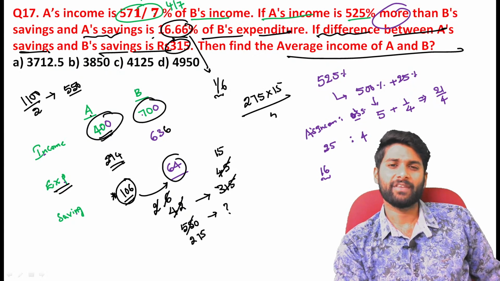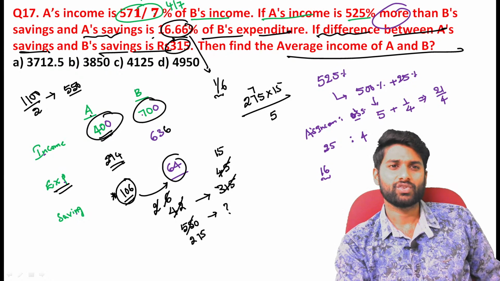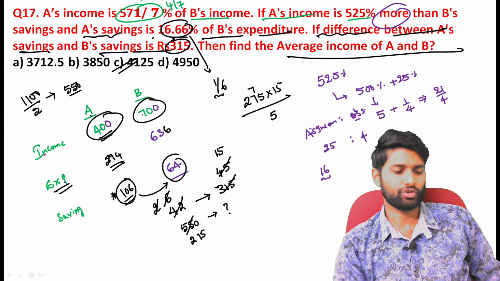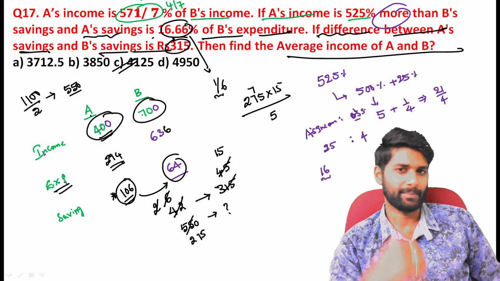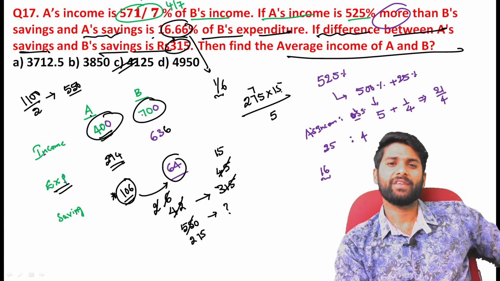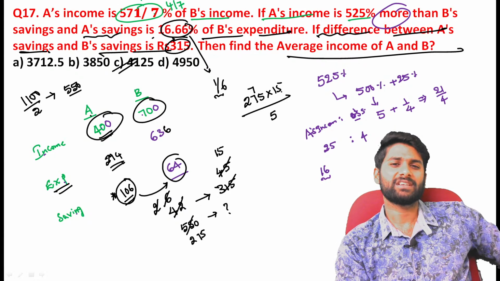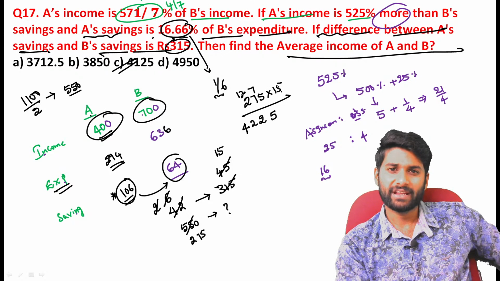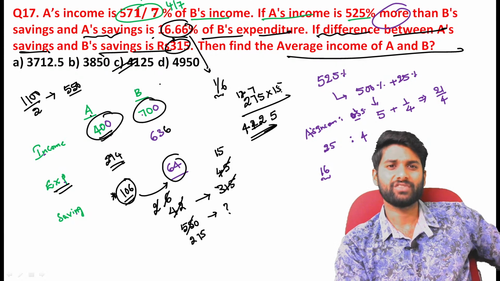See, 15 5s are 75. We have a 7, so in the units place we have a 5. The answer becomes 4125. So this is the comparison. Just go through that. 15 into 7: 7 10s are 70, 7 5s are 35, 105. 105 plus 7, 12, 12 carry. 15 2s are 30, 30 plus 12 is equal to 42. So it's 107, so the answer is 4120.